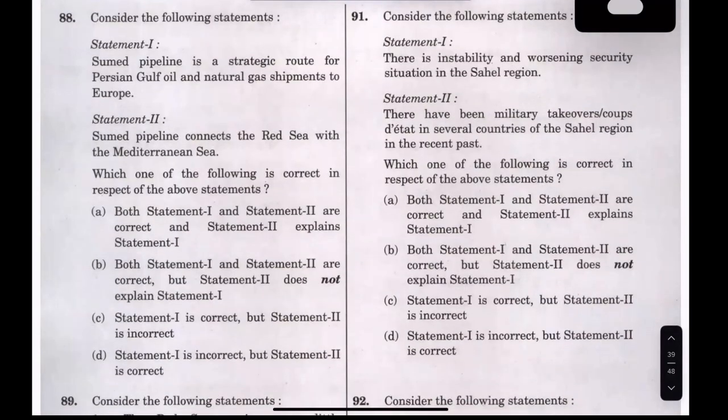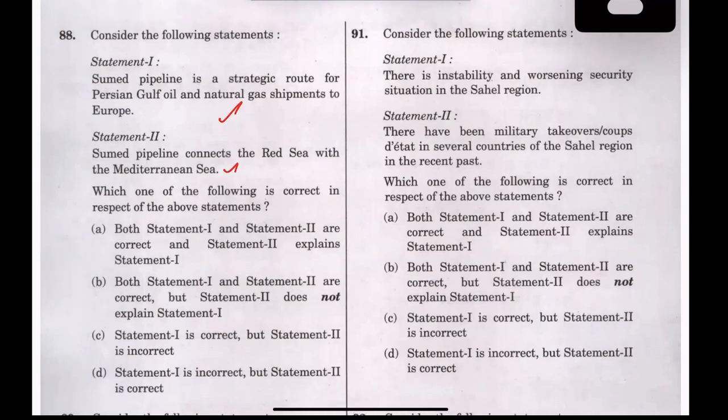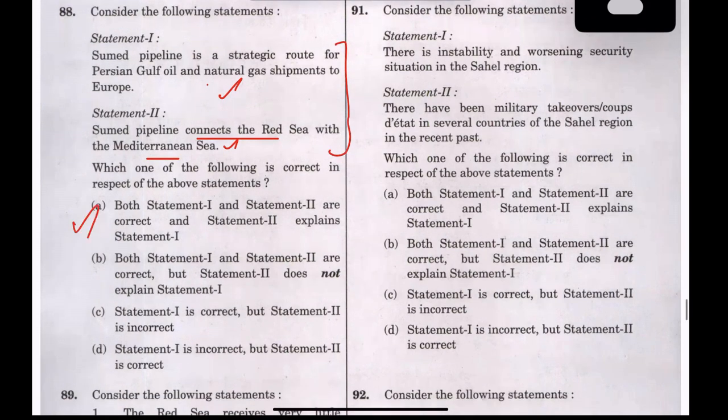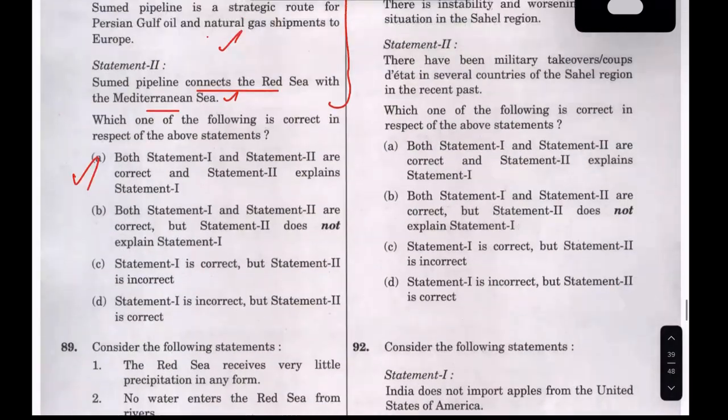But Suez pipeline is a strategic route. This is true. Suez connects, see, you see this, it's connecting the Red Sea and the Mediterranean Sea. Okay, it's a strategic route, pipeline, Gulf. Both these statements are reading comprehension. It should have been taken, and it came in the news for a very long time also.